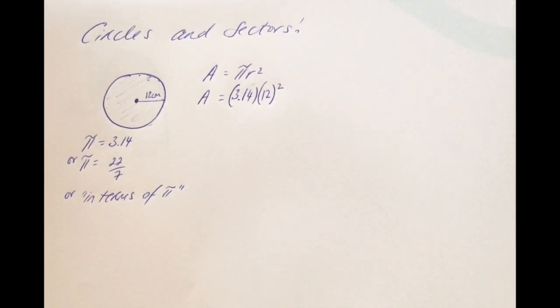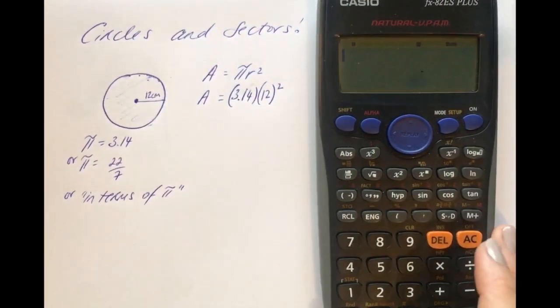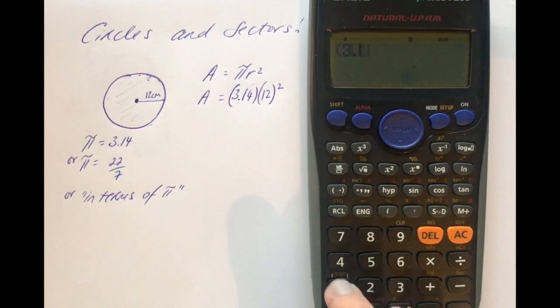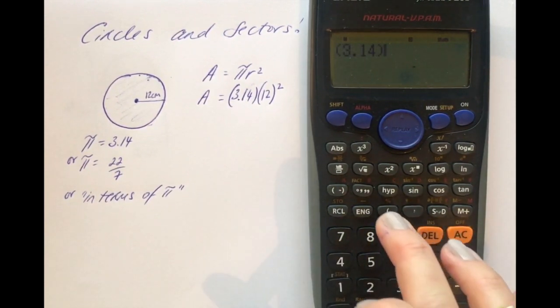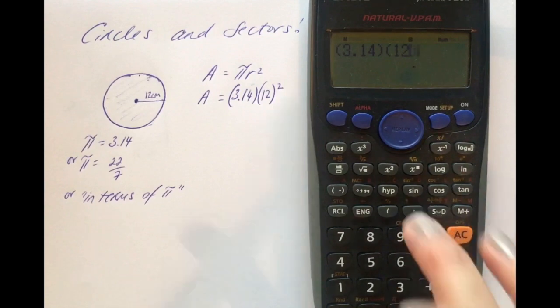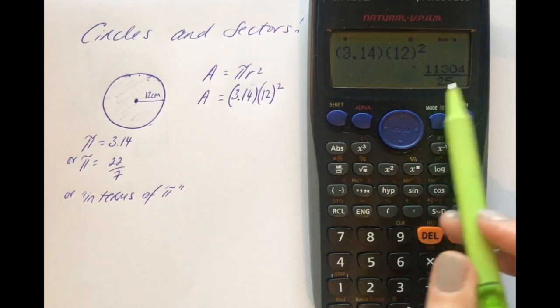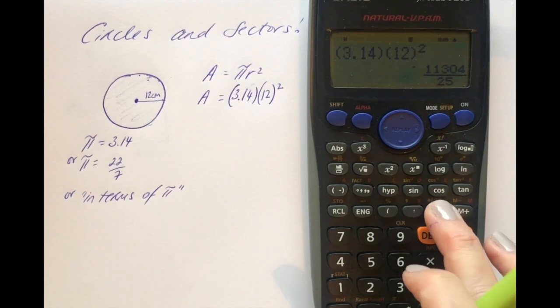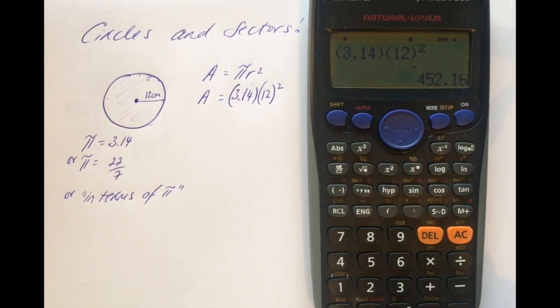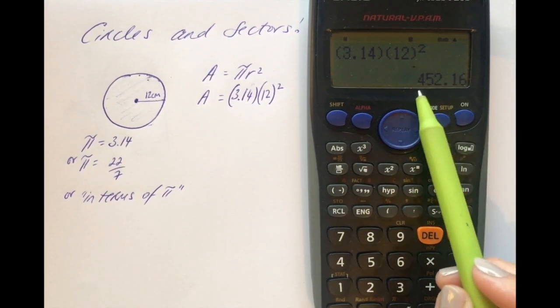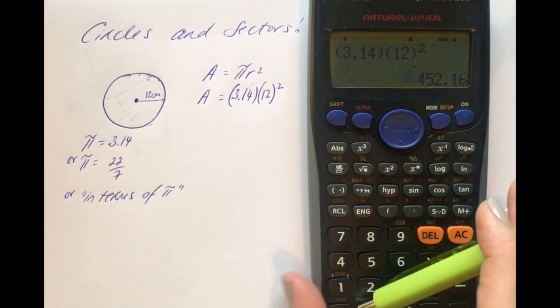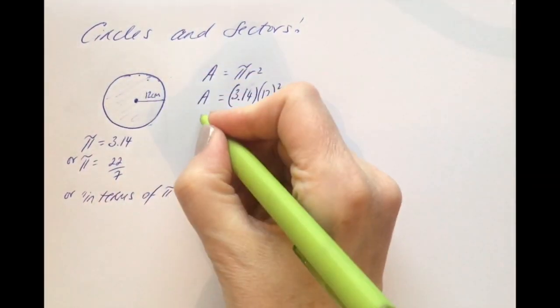And then I'm going to type that in exactly like that on my calculator. Bracket 3.14, bracket, and then I'm going to open the bracket again, 12, close the bracket, squared, equals. It comes up as a fraction, but most likely you'll be asked for decimal places, so just watch out for that detail in the question as well. I'm going to give it to two decimal places, so I'm going to do 452.16, and that is my area.